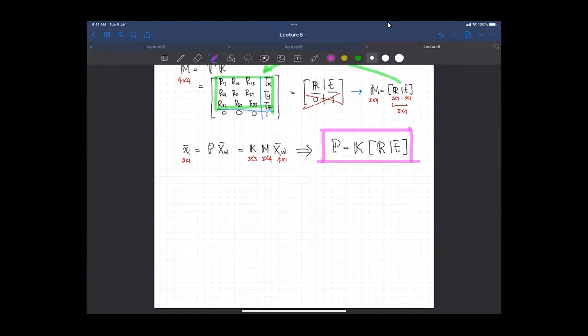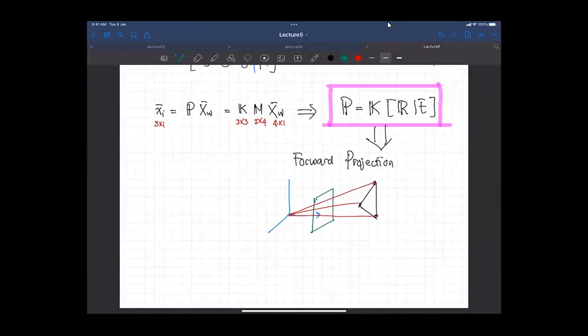let's talk about projection. This equation has something to do with projection. Actually, this equation is called forward projection. Okay, so P equals K RT is called forward projection. Why? Because if you have a triangle in the world, and then you have your camera system here, and your camera system has an image, you project that triangle into the image. So you will have this kind of imagery: this one connects with this one connects with that one. So this orange triangle is the projection of the black triangle.